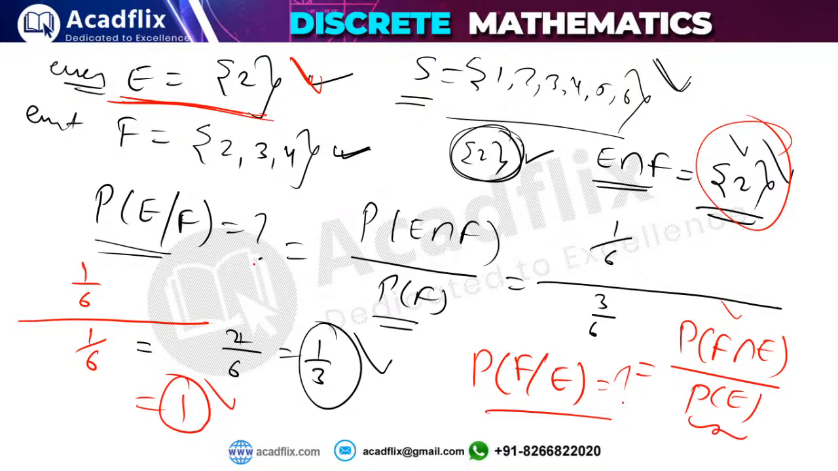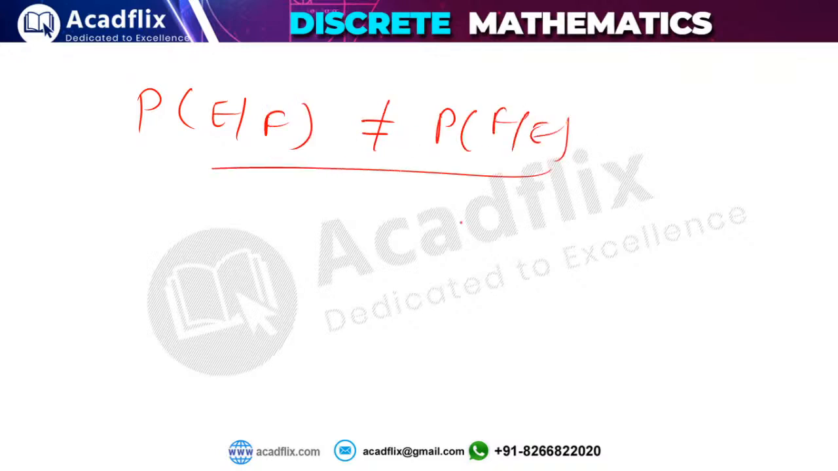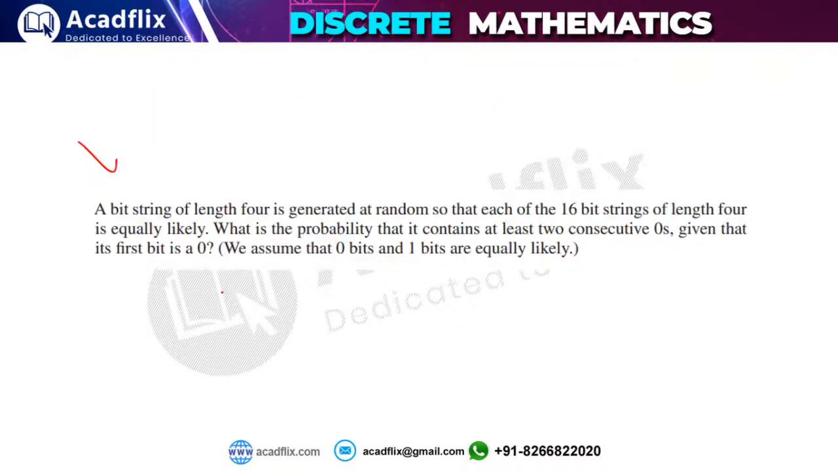One thing you can notice: the probability of E given F is 1 by 3, and the probability of F given E is 1. So basically they can be the same or they can be different. I can say that this thing may not be the same as this thing. Both can be different, remember. Okay, so this is your conditional probability. Try this question. What will be the answer of this question? Try this.